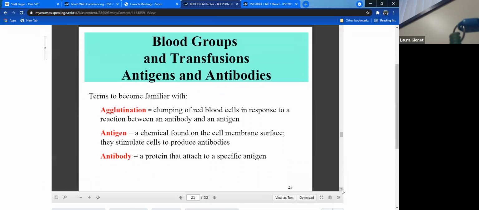Okay, then when it comes to blood groups, this is how we do ABO blood type. I did put a video up there for you to watch, and I think that's a pretty good one. Let me just make sure it's the one. I'm pretty sure it's the one I really like.